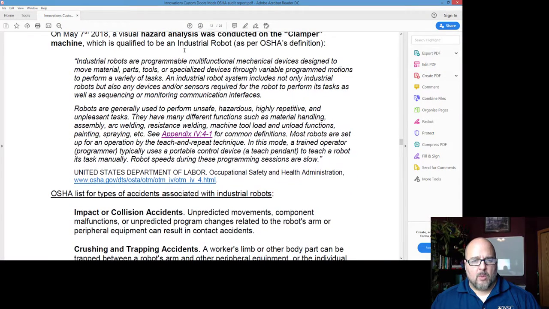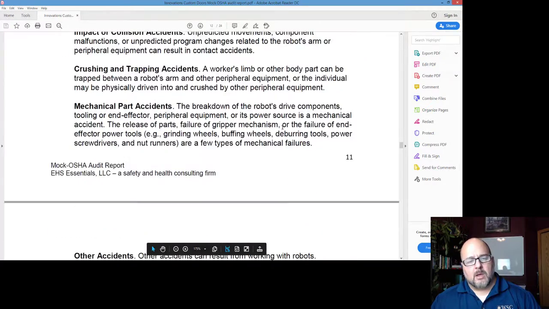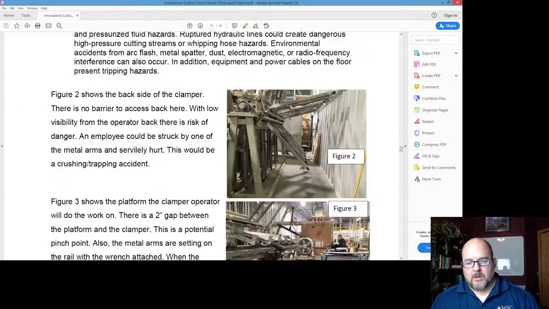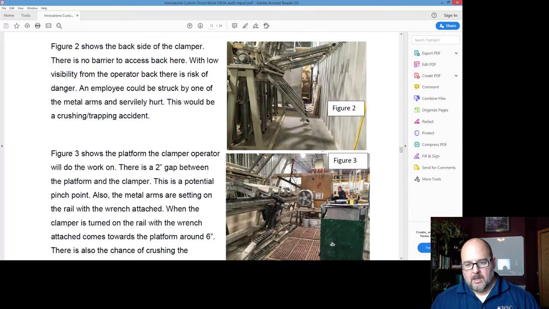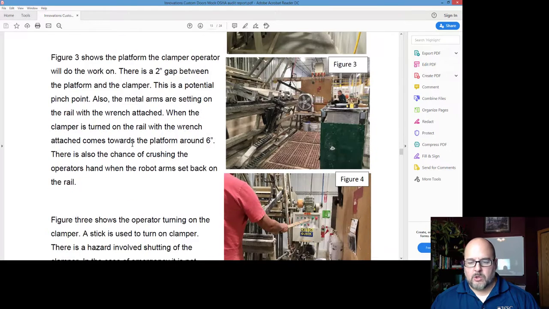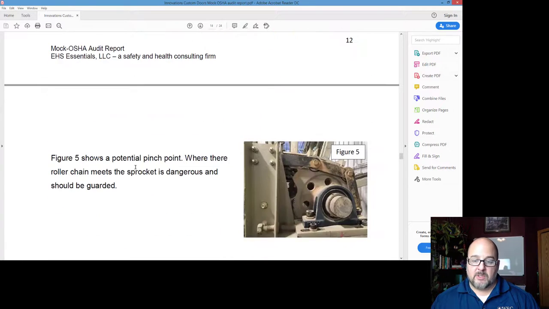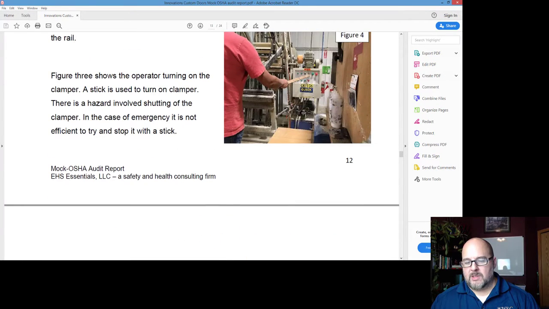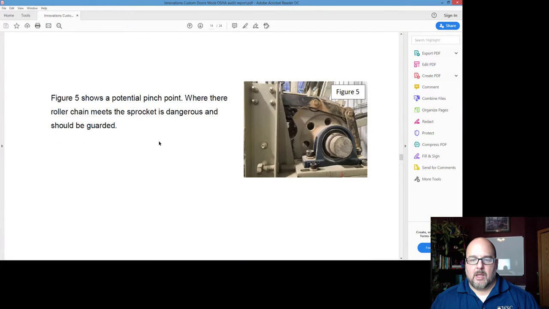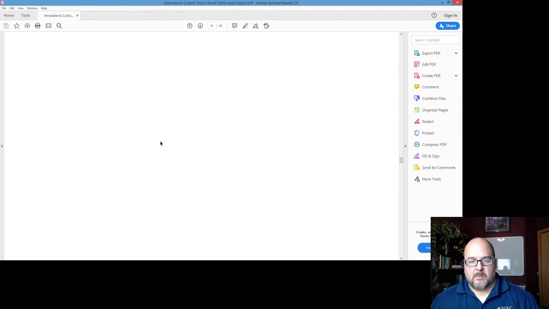So good for them. We had a robot that wasn't properly guarded, or a piece of equipment when operated. Here's a picture here. And the emergency controls had to be reached by a stick. Very dangerous. All you have to do is rewire it so that it's right here, then you don't need a stick. More stuff being unguarded.